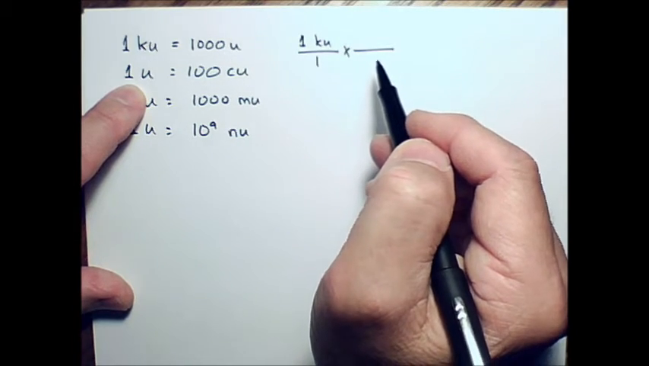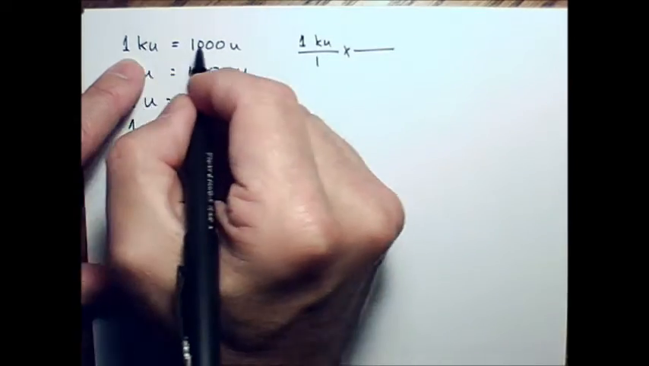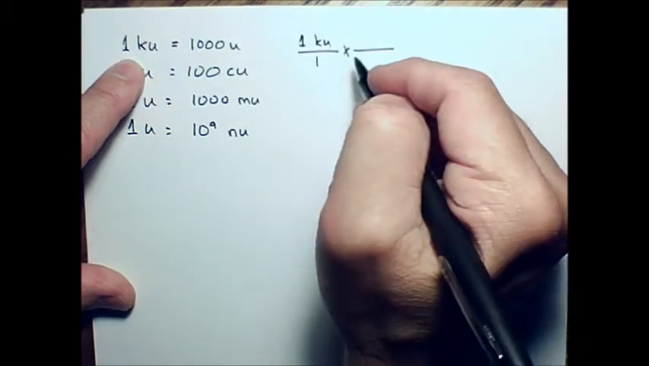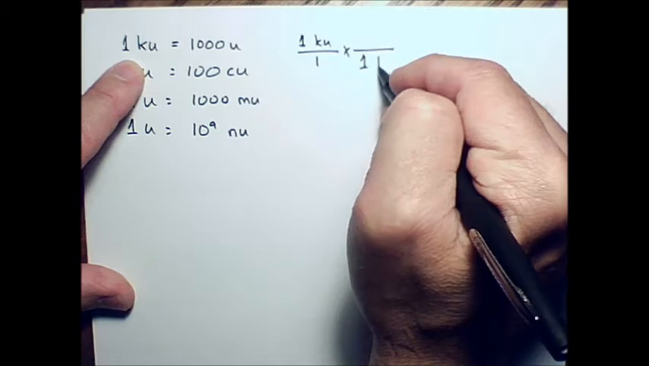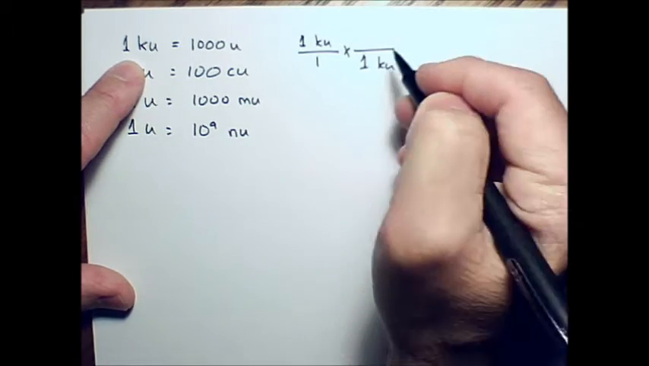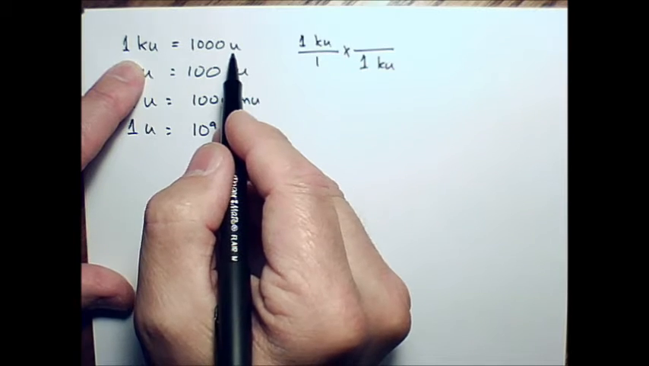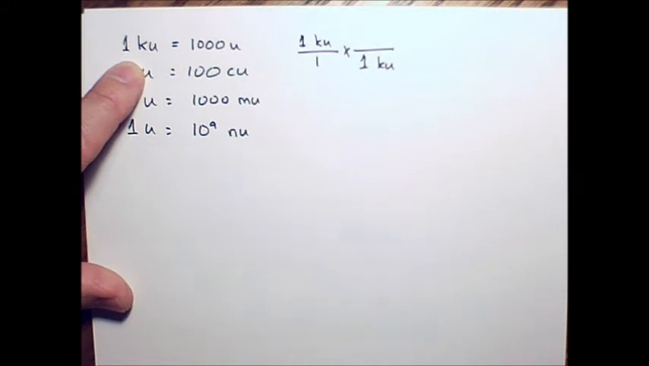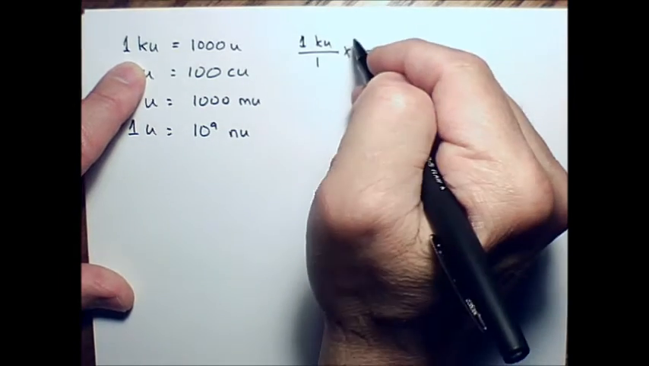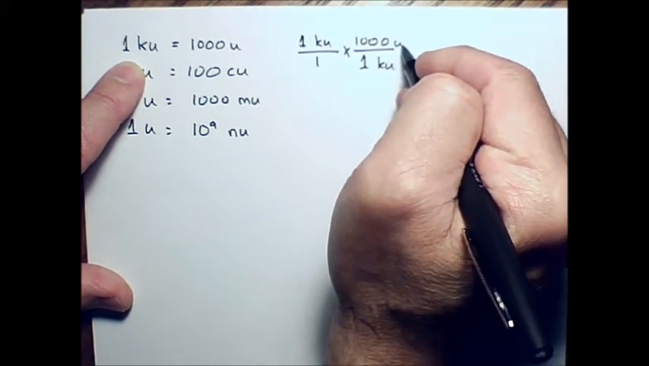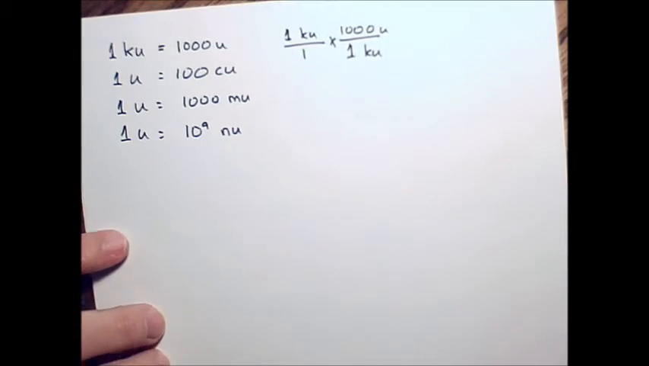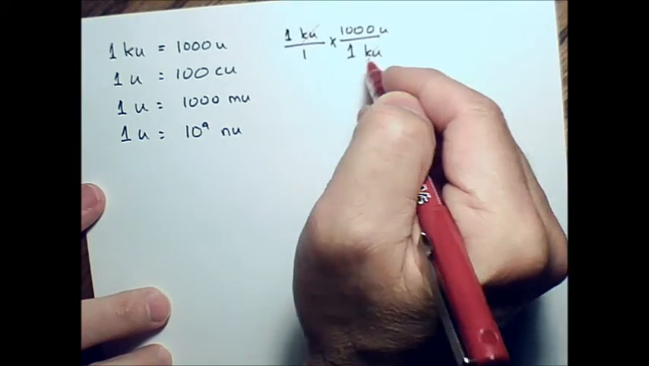1 kilo unit from the equality statement. Yes, you want the kilo units on the bottom. So 1 kilo unit will go on the bottom. What's going to go on the top? If I want to convert to base units, what do I put on the top of this fraction? 1,000 base units. Then we can cancel the kilo units.